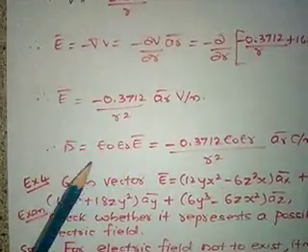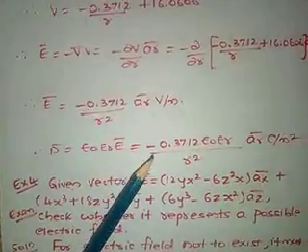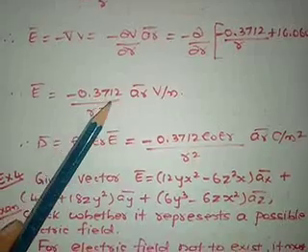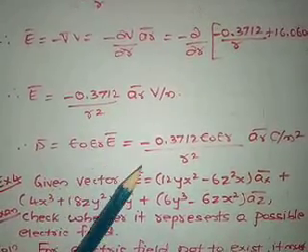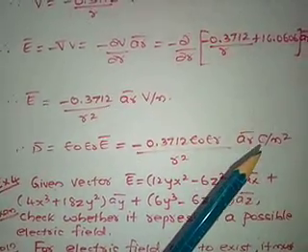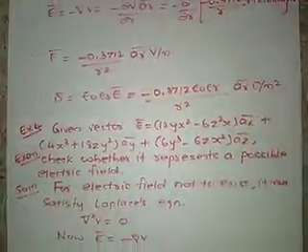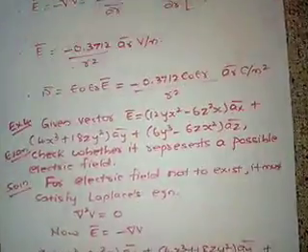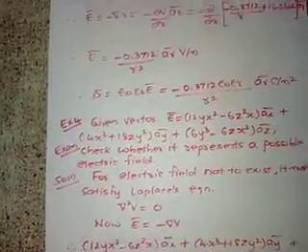Then go for finding the value of D. D is epsilon E, or epsilon naught epsilon r E bar, that is minus 0.3712 by r square into epsilon naught into epsilon r a r bar coulomb per meter square. So like this we have found the equations for E and D.